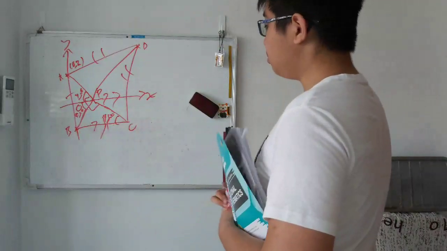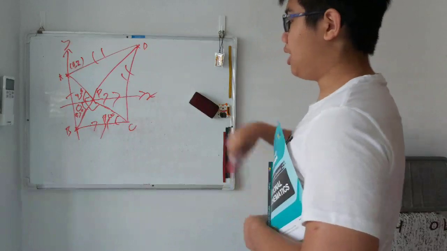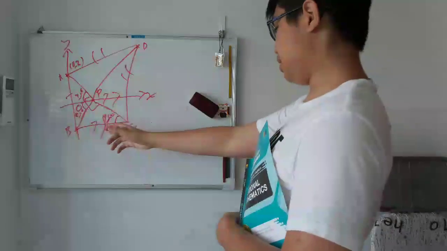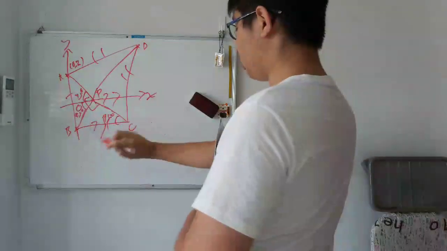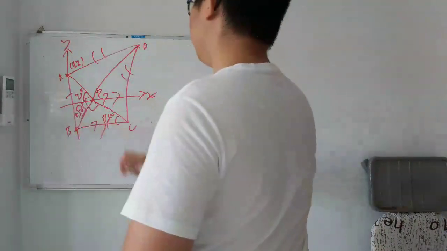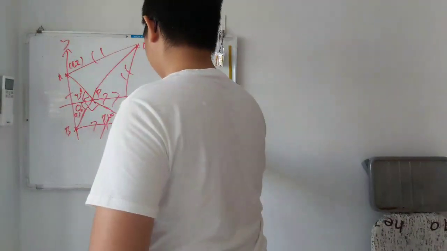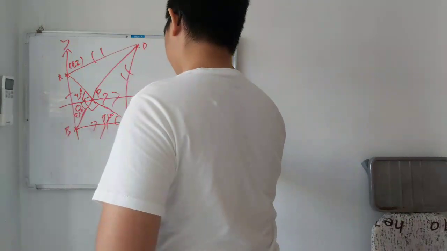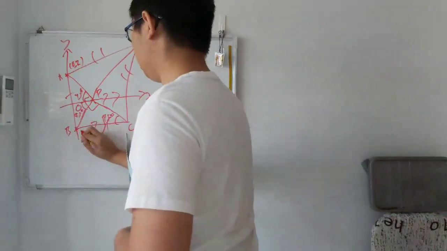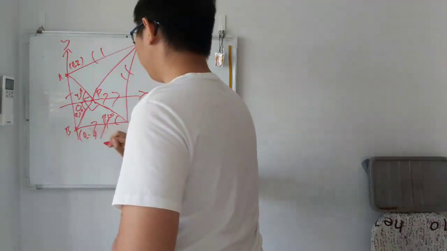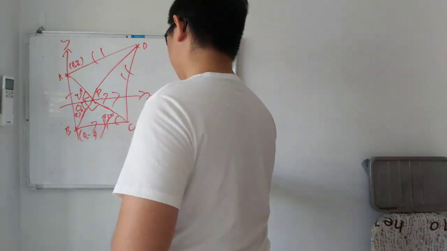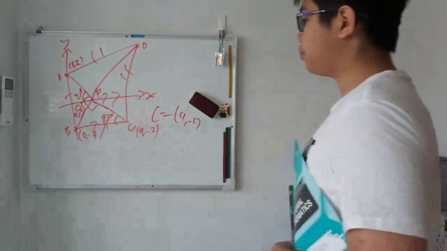Find the coordinates of C. This is easy. After all, you already know AB equals BC, and you know that this is parallel to the x-axis, so it will only increase by x. So this is 4, this must also be 4, so C is equal to (4, −2), because this must be (0, −2), right? And this is (4, −2). So let's write that down here.